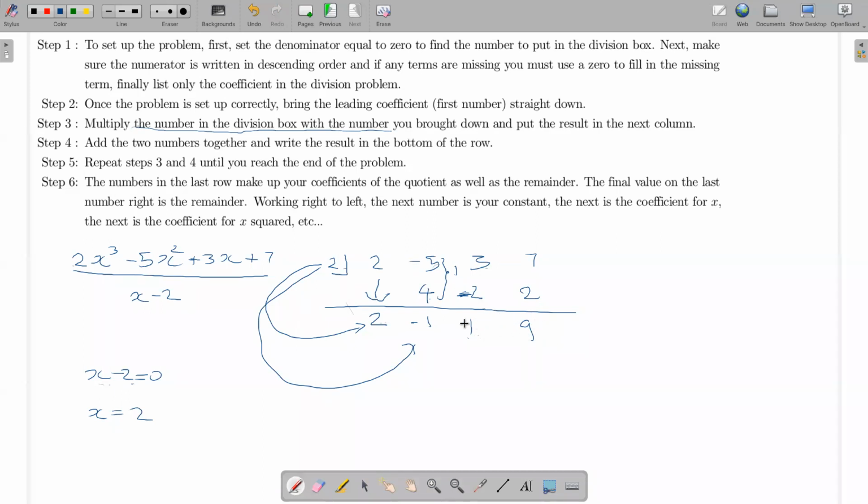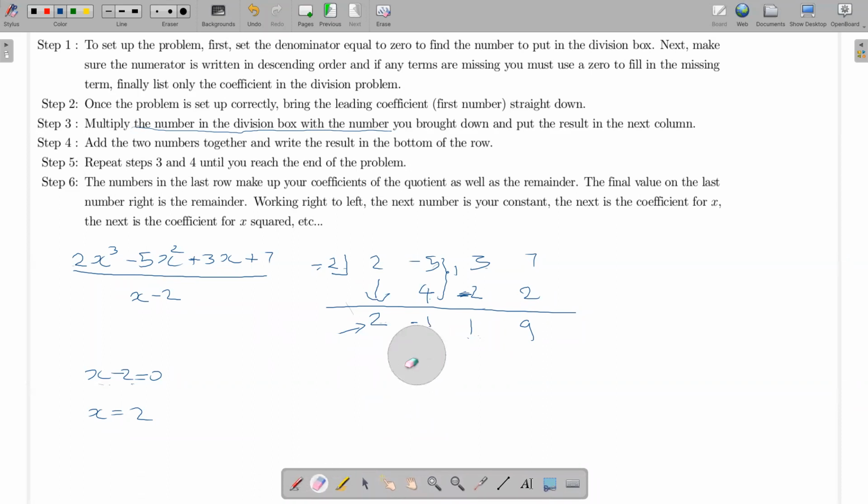Okay, so then the remainder is 9. So this last number is always the remainder. So this is my remainder, 9. And this term, to get the quotient, I go 1 power down from this. It's like this x cubed divided by x squared. This is 3. I start from 2.